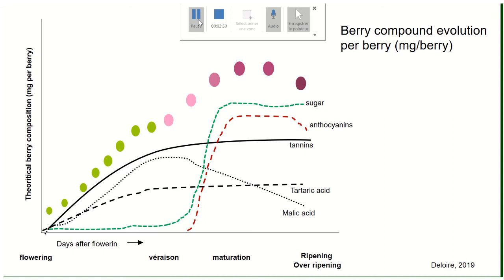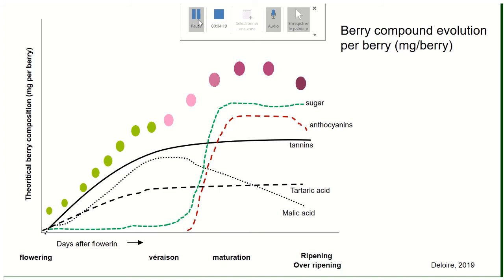And for anthocyanins, you will see that in some situations at the end of ripening, you can have a decrease of the quantity of anthocyanins per berry because they are used for some metabolites. It's possible in certain situations to see a decrease per berry of tartaric acid if you have a precipitation of tartaric acid in the vacuole of the cells, mainly in association with potassium.